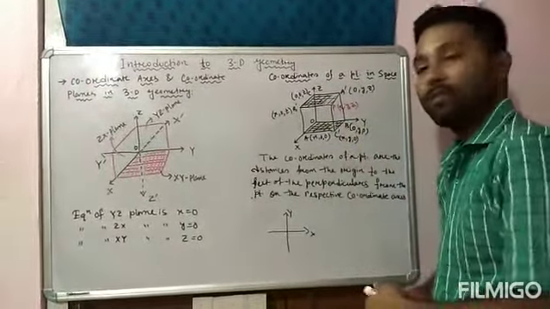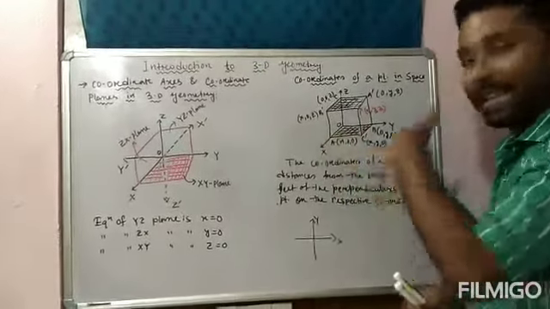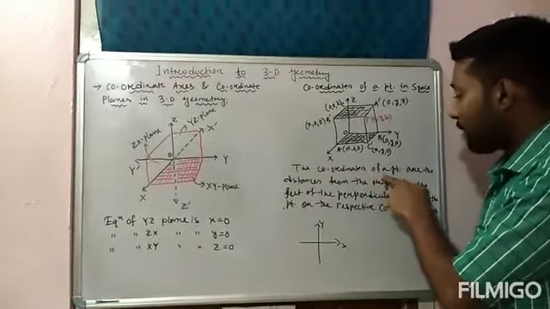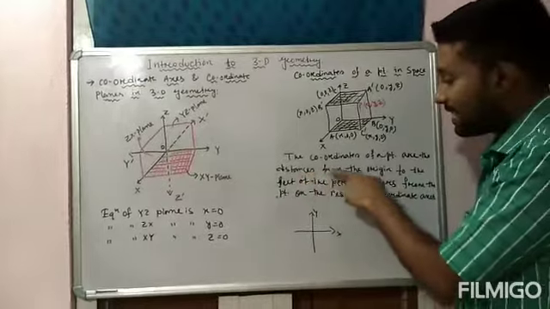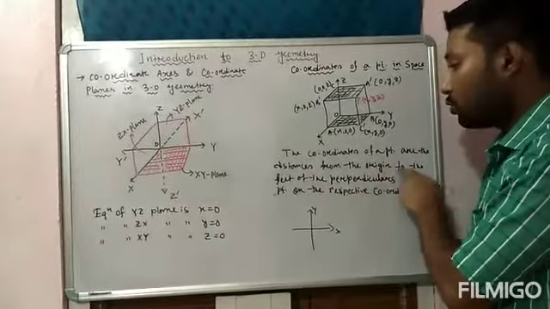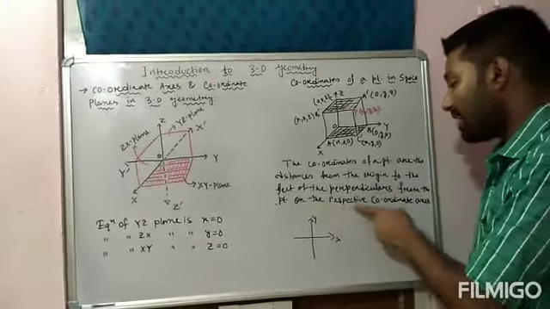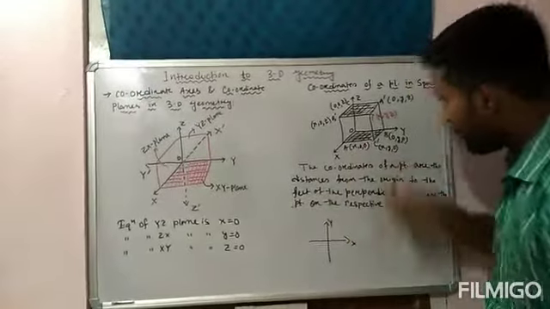This is also one figure. फिगर के बारे में मैं बाद में जाऊंगा, एक एक करके स्टेप बाय स्टेप में जाऊंगा. ओके, यहाँ पे मैं क्या लिखा? The coordinates of a point are the distances from the origin to the feet of the perpendiculars from the point on the respective coordinate axes. वंस अगेन आई एम रिपीटिंग, ये एक बार पढ़ने के बाद मैं फिगर में जाऊंगा.